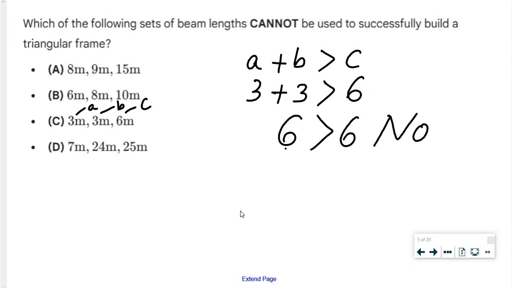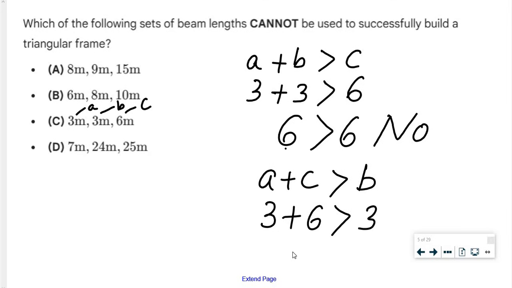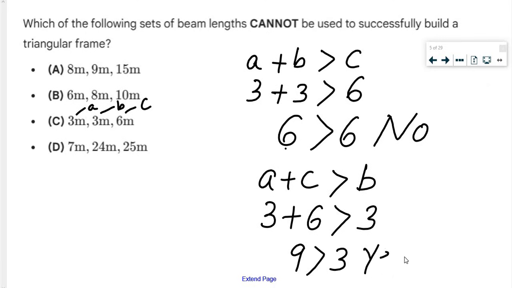The next one is A plus C. A plus C should be bigger than B. What is A? A is 3, C is 6, bigger than 3. Now 3 plus 6, that is 9. Is 9 bigger than 3? Yes. Now since the first condition is not satisfied, even if the second condition and the third condition are fully satisfied, still, because the first condition is giving a no, this means that these sides cannot represent a triangle, because one condition is giving you a no answer.